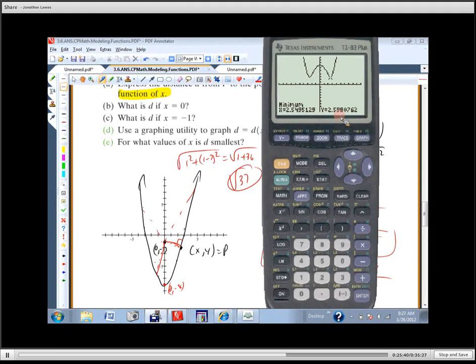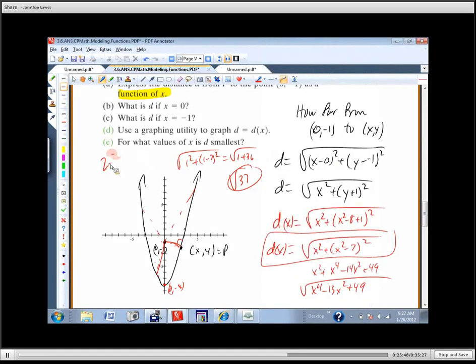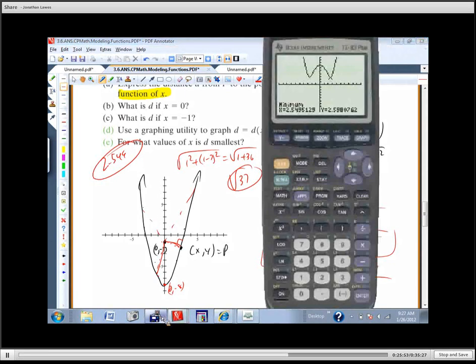Okay. Which is the answer, the x or the y? The x or the d? It is the x. So the answer to this one is 2.5, was it 49? Is that what it was? Okay. All right. Any questions?